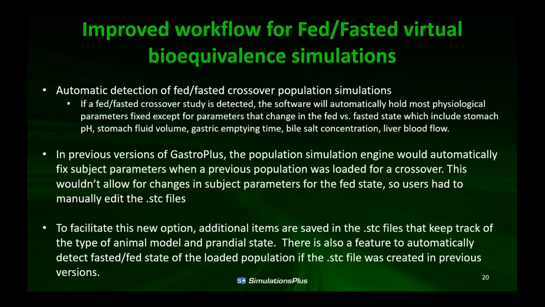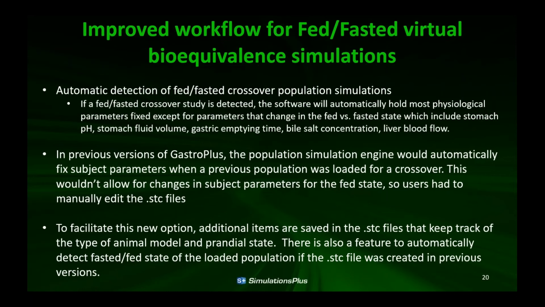Something like, for the same subject, their fasted and fed condition, the stomach pH, stomach fluid volume, stomach transit time, bile salt concentration, and the liver blood flow will be different. Then the program will automatically take care of this, but other parameters will be fixed based on the file you load to the program. So in the previous version of GastroPlus, the population simulation engine would automatically fix all the subject related physiology parameters.